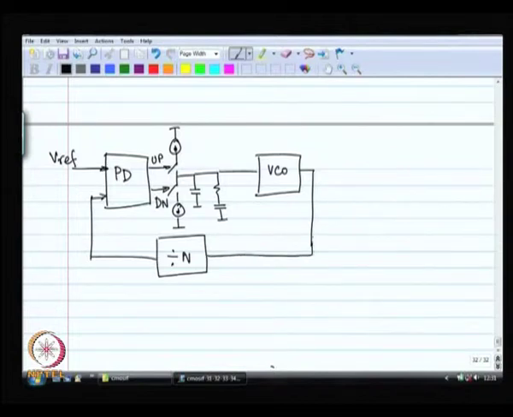Okay. So, this is my synthesizer, right. N is programmable. This is the integer N synthesizer. N is programmable. Let us say, let us take some numbers here. Let us say Fref is 1 megahertz. Let us say N is programmable between 900 and 1100. And let us say you have built the VCO to operate from 900 megahertz to 1.1 gigahertz.